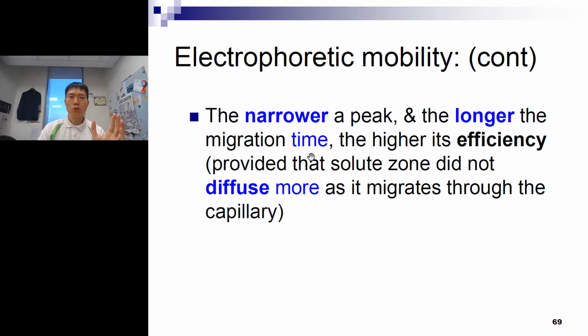Okay, so as we know, the narrower the peak, the more sensitive it is, right? So that means the longer the migration time. But of course, it's more efficient because you don't see a lot of overlapping peaks. You can separate the analyte out. Okay.